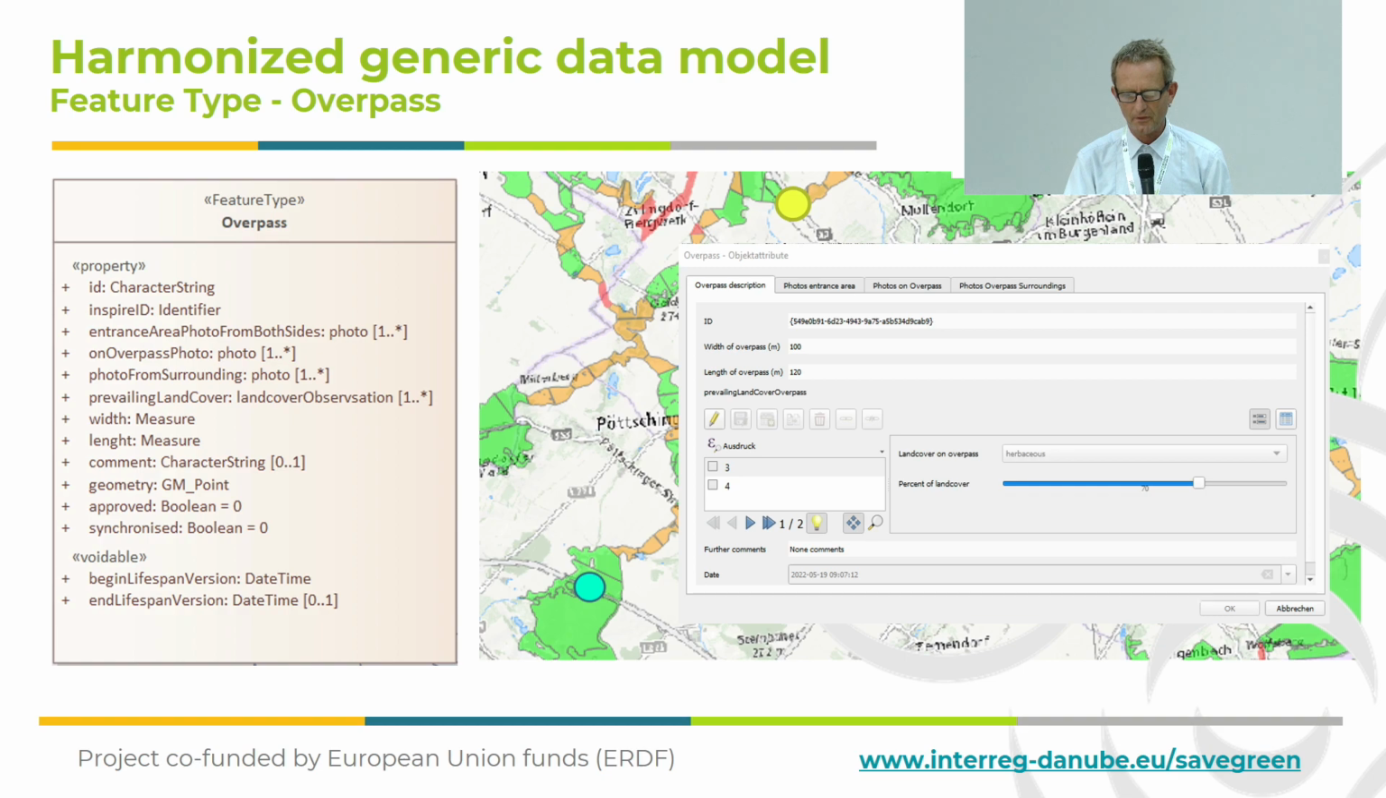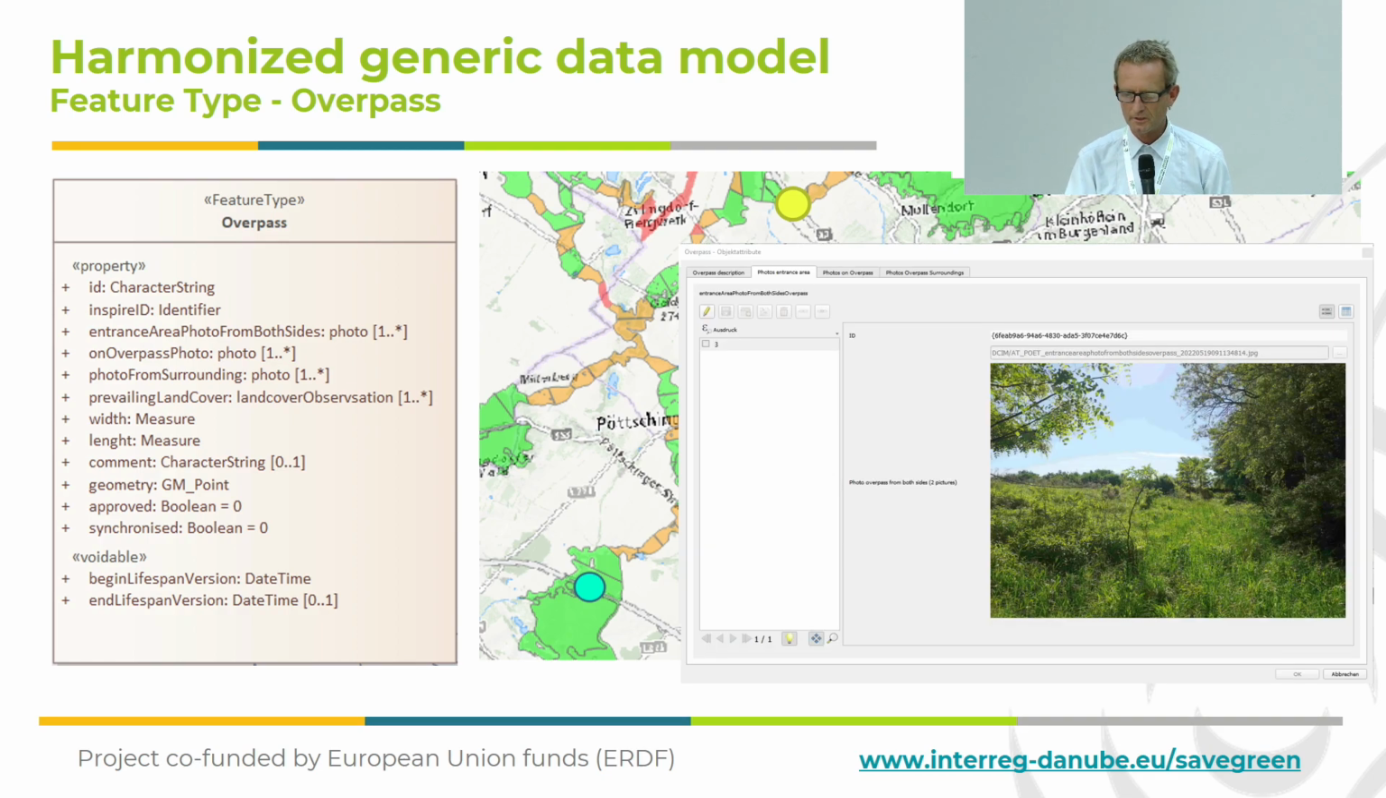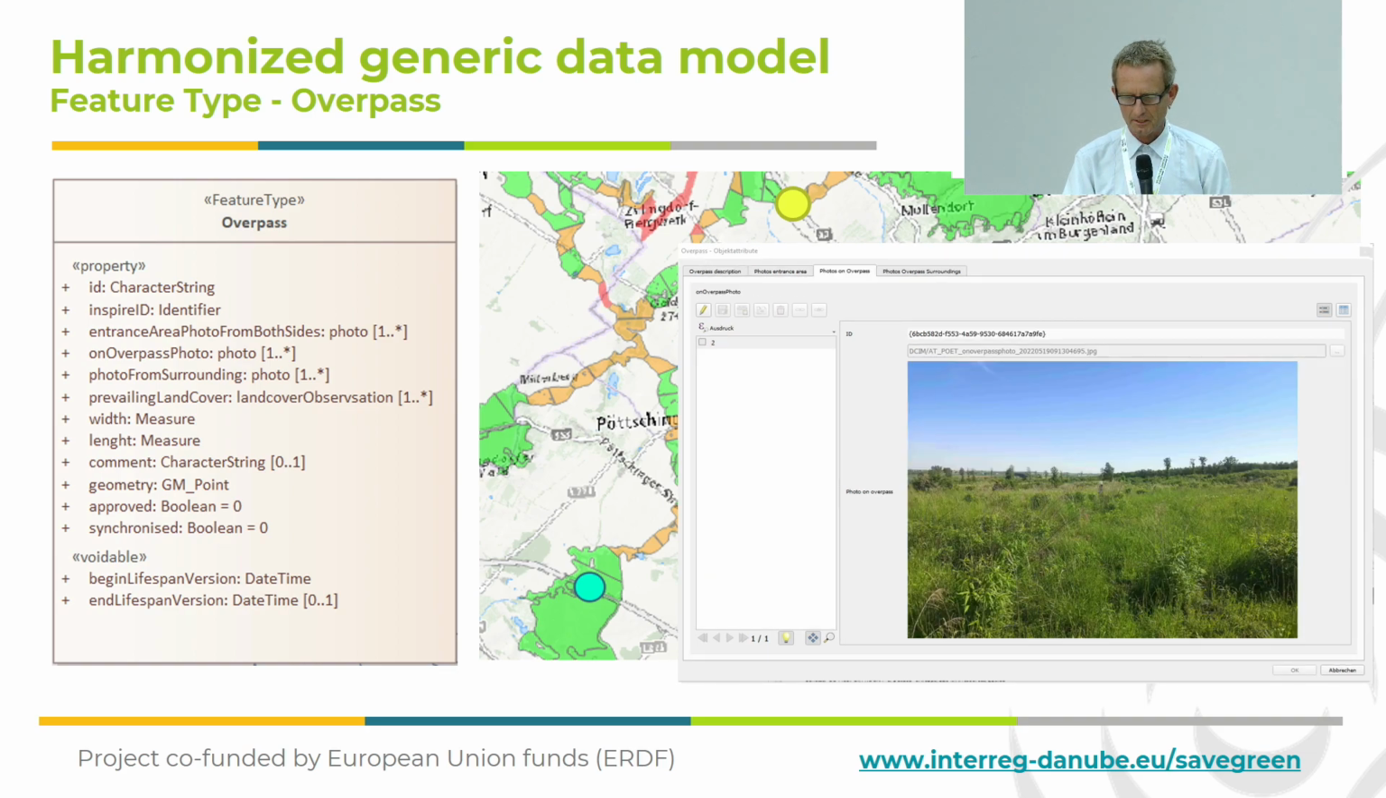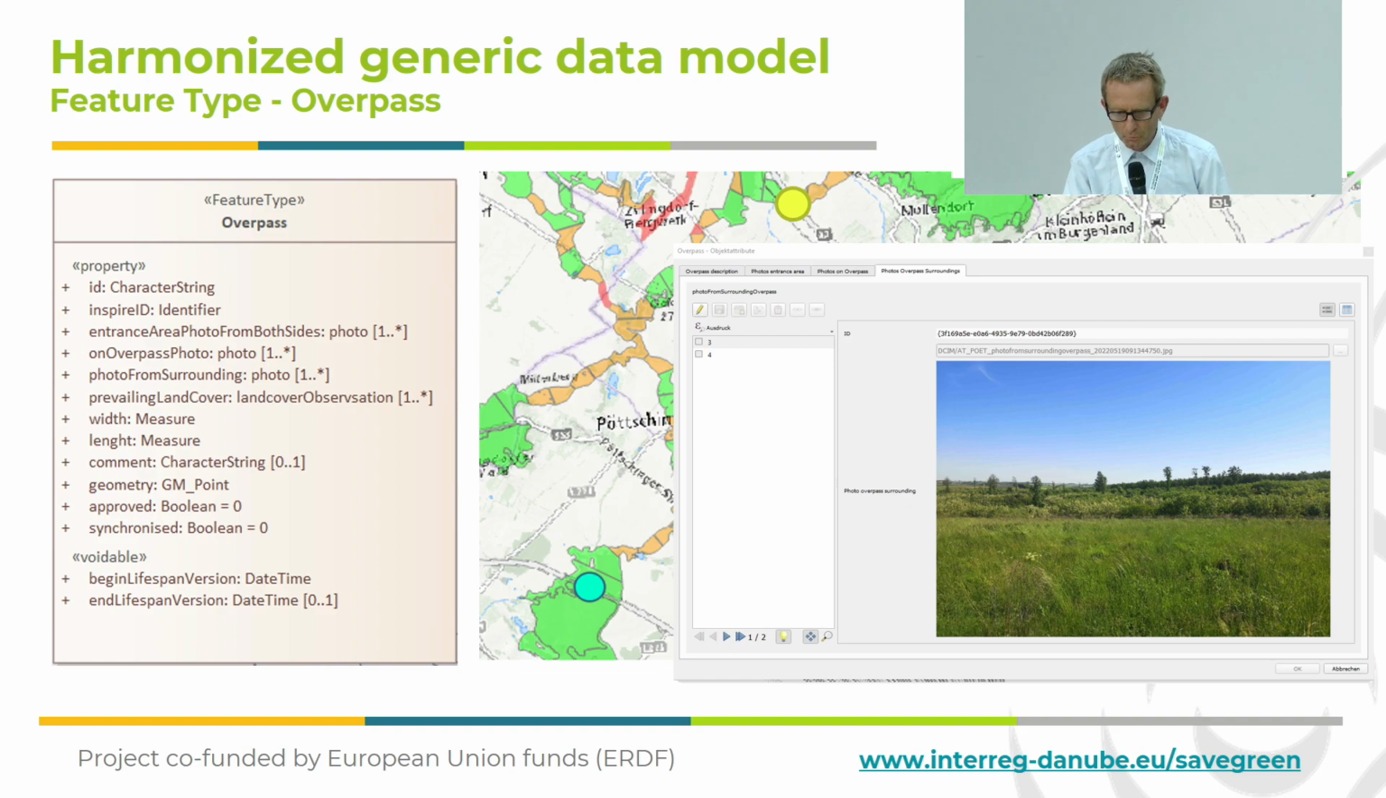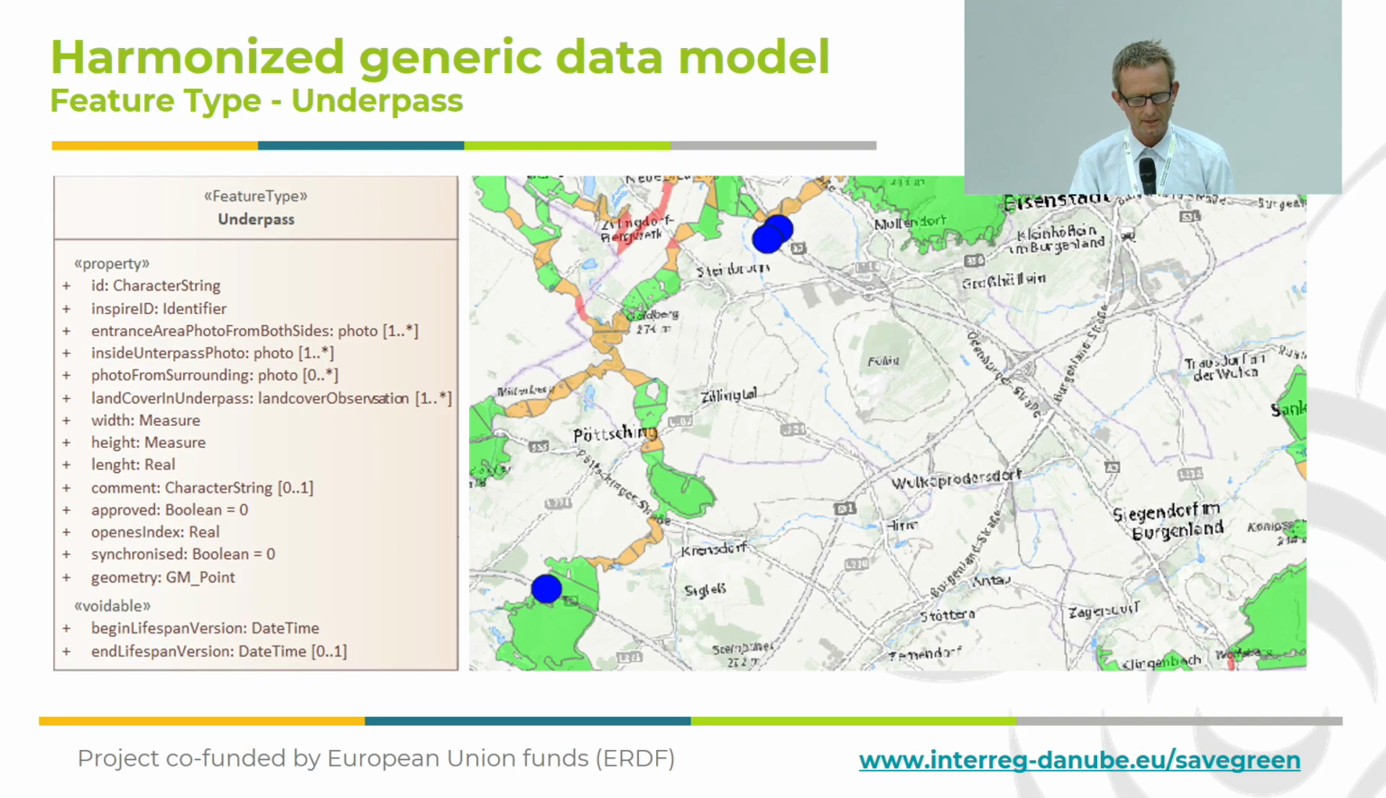And this was then implemented in the QGIS field, and you are directly able to use this on your handy in the field. These are the photo on the overpass, and this is the photo of the surrounding, for example.